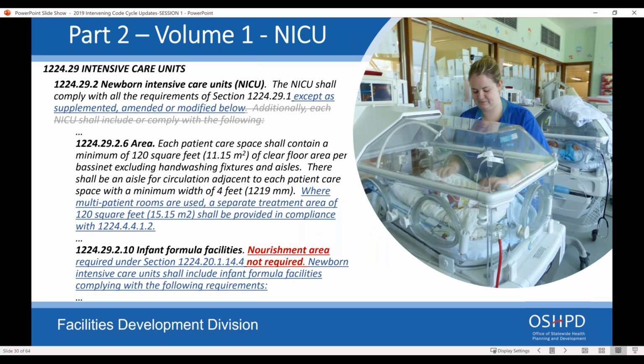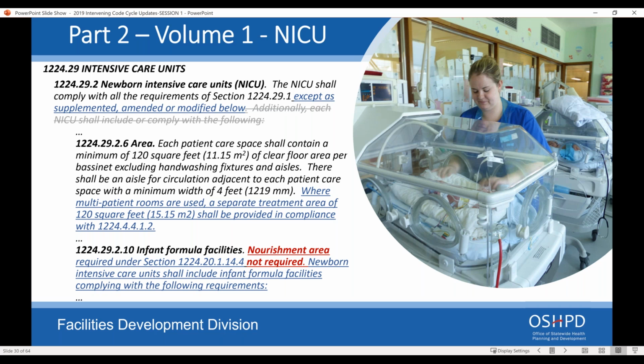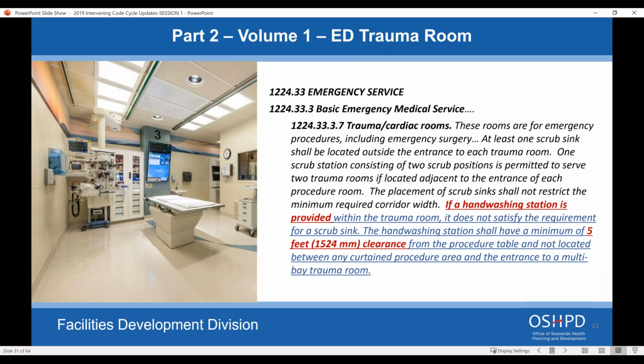So what we're adding here is changing the language for requirements for a NICU bed to be specific to the NICU and not point back to the ICU as much. And this would be one of the requirements here: if you have multi-bay NICU beds, like a pod of 5 beds, you must also provide a treatment room for private treatment of the baby or the patient.